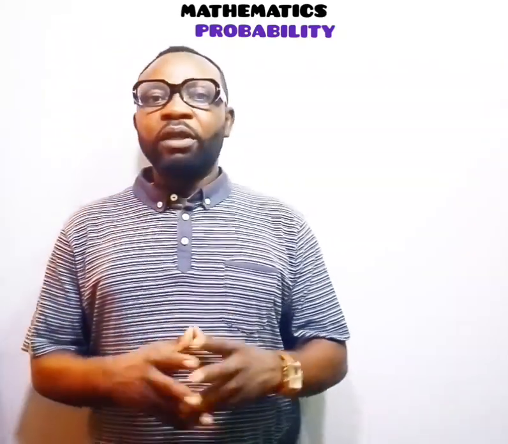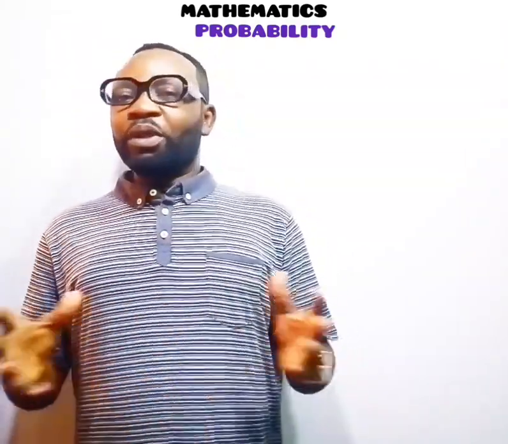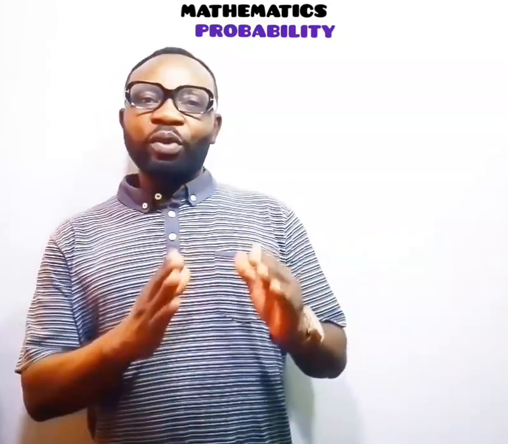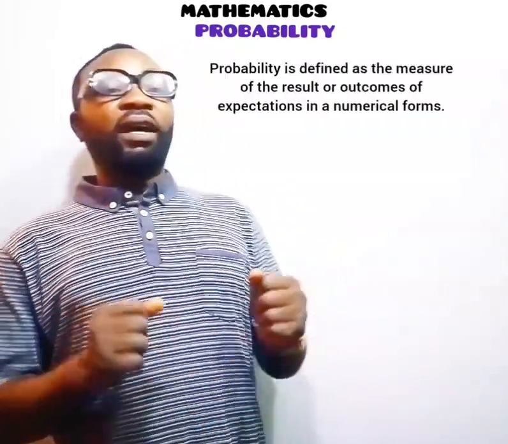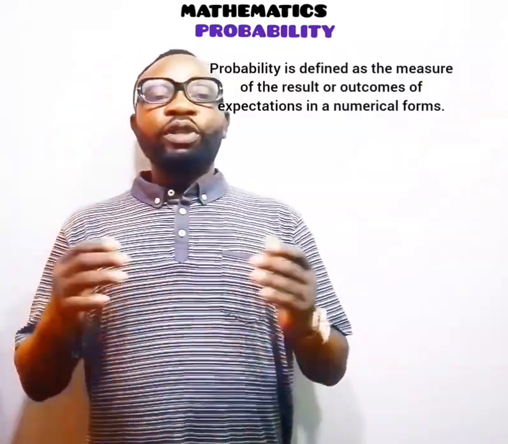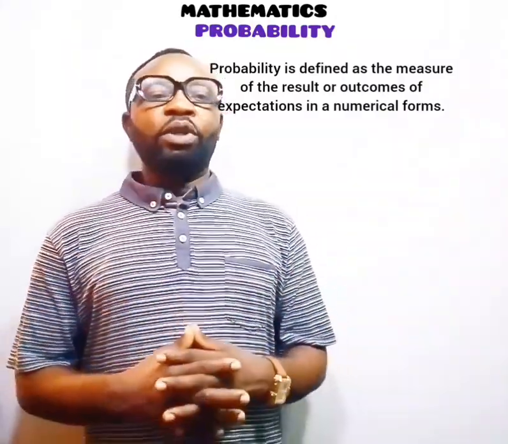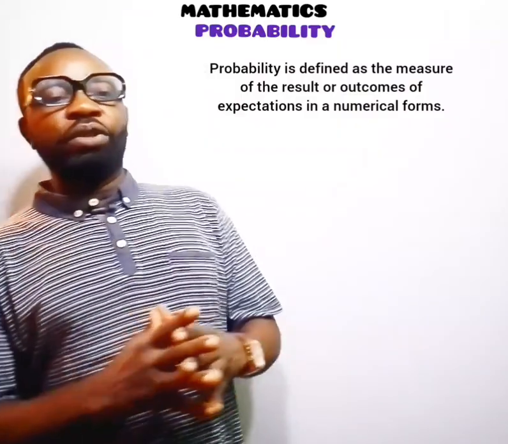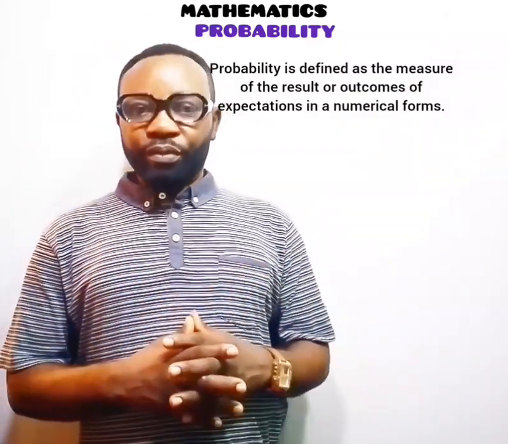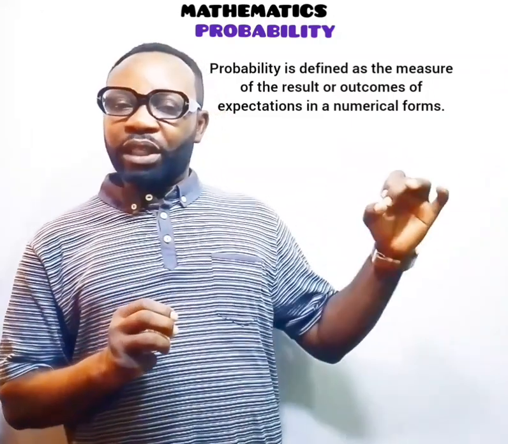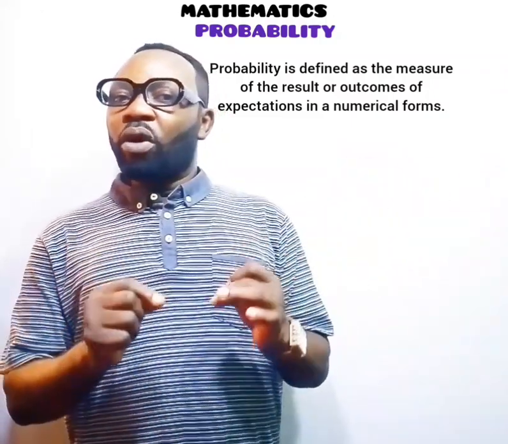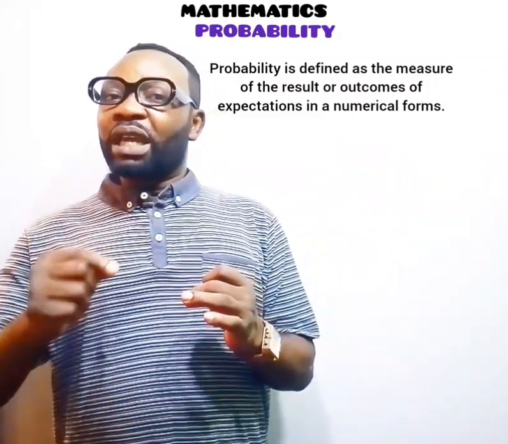Now, probability, we can define it from those forms of expectation. Probability is defined as the measure of the result or outcome of expectation in numerical form. The outcome of the result of the expectation that we have is the result that eventually happens.